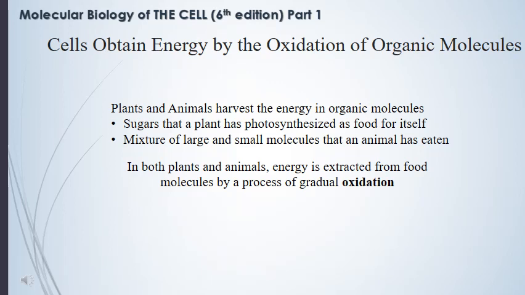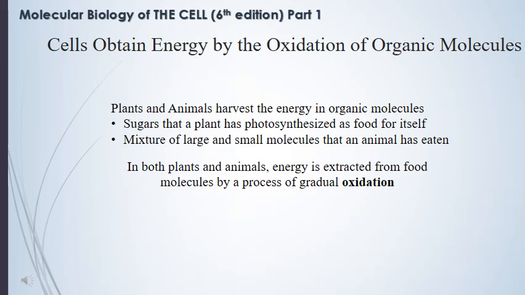For example, both plants and animals harvest the energy from organic molecules, right? The sugars, for example, that the plant has photosynthesized as food for itself, and in terms of animals, the mixture of large and small molecules that the animal has eaten. In both cases, the energy is extracted from food molecules by a process of gradual oxidation.